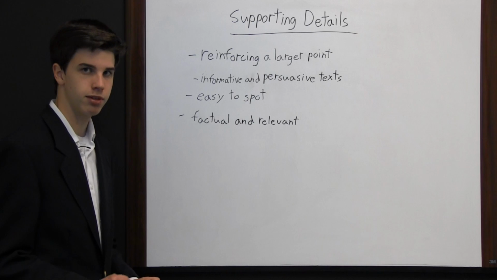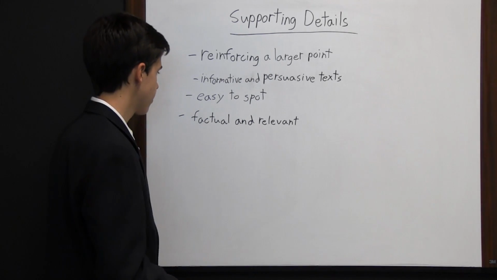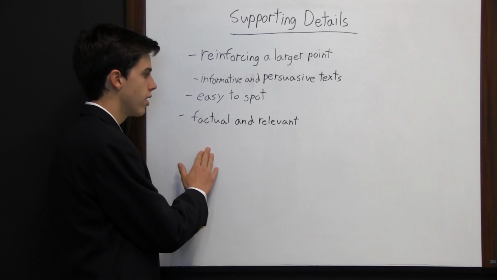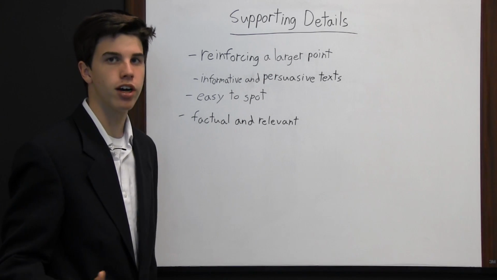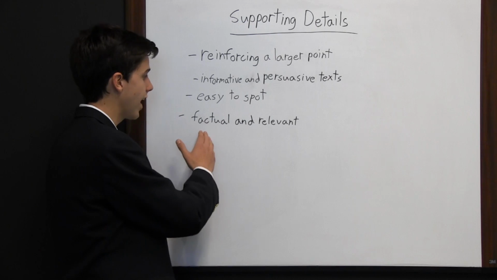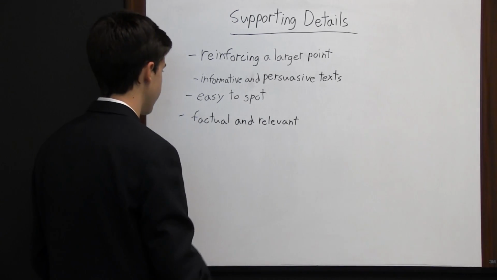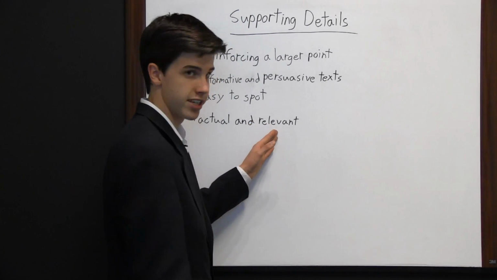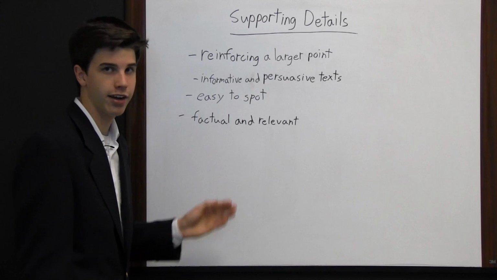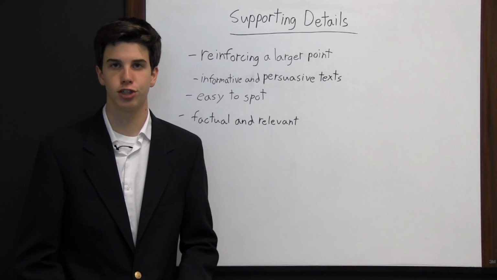Supporting details need to be two things. They need to be both factual and relevant. If something is totally accurate and factual, but it's not relevant to the main idea, then it's no good. The supporting detail needs to be accurate and needs to relate back to the main idea. And if a supporting detail is very relevant, if it pertains to the main idea, but is not accurate, then again, it's no good, because what good is information that is not true?